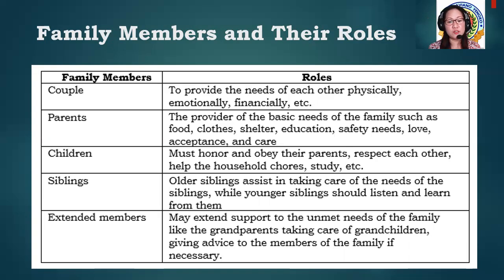they extend support to unmet needs of the family, like grandparents take care of the grandchildren, give advice to the members of the family if necessary. Sila yung mga tulong kapag hindi na kaya ni nanay at tatay mag-alaga, andyan sila para tumulong, 'di ba? So malaki din naman yung gampanin bakit tayo ay merong mga extended members in the family at malaki yung kanilang tulong for our nuclear family. Okay, so moving on.